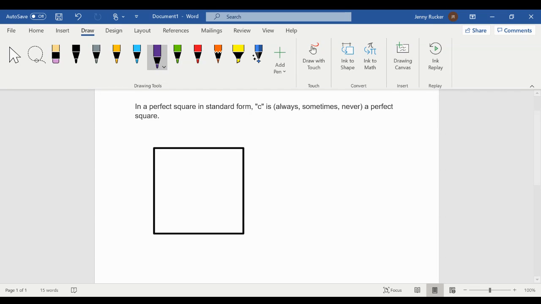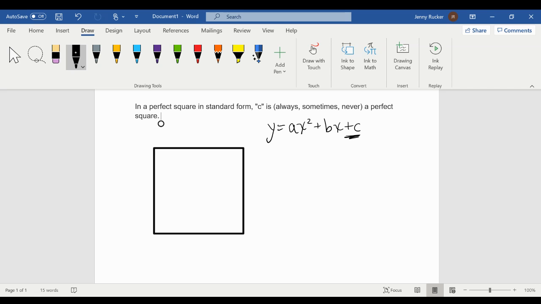Problem: we are asked to complete the sentence with the word always, sometimes, or never. In a perfect square in standard form, C is a perfect square. So let's just recall real quickly, our standard form is y equals ax squared plus bx plus c. So we're checking to see if C must be a perfect square.